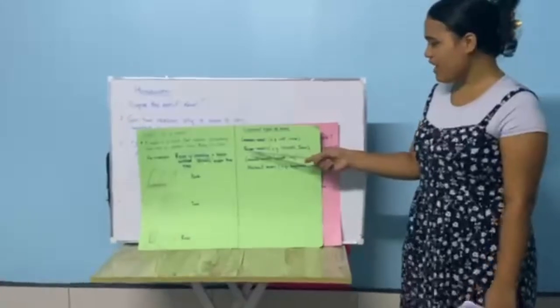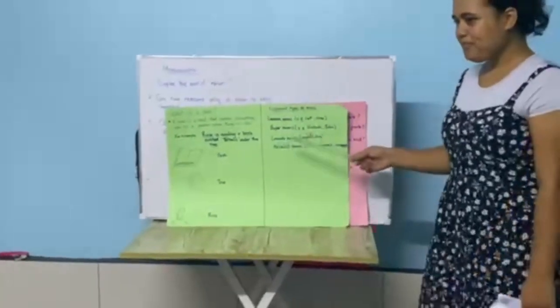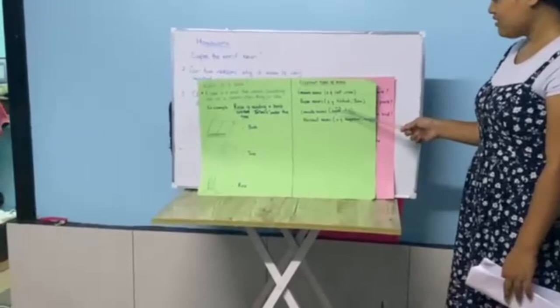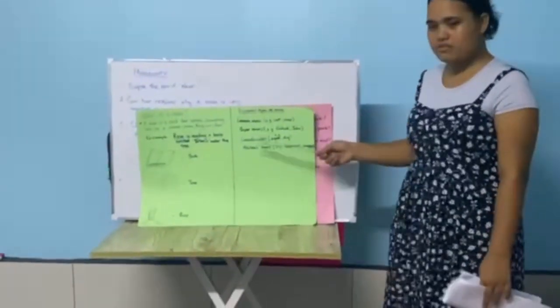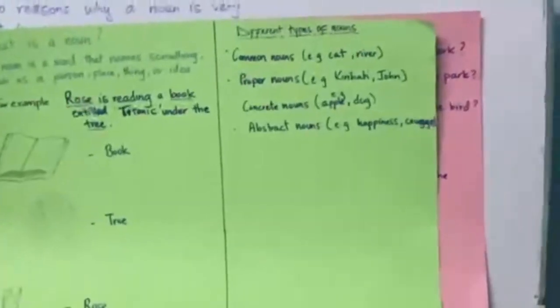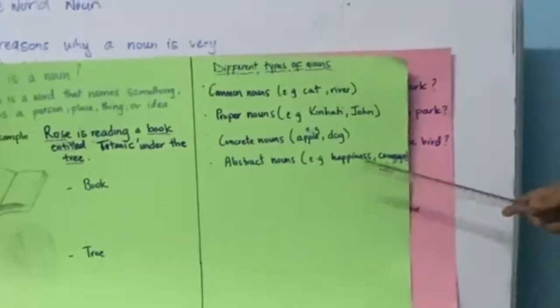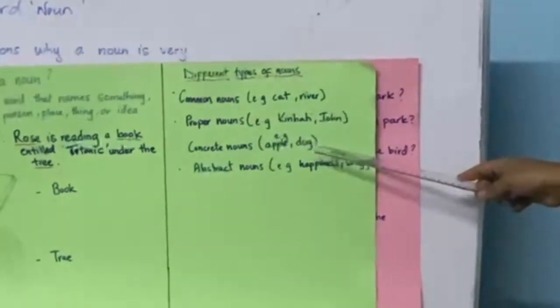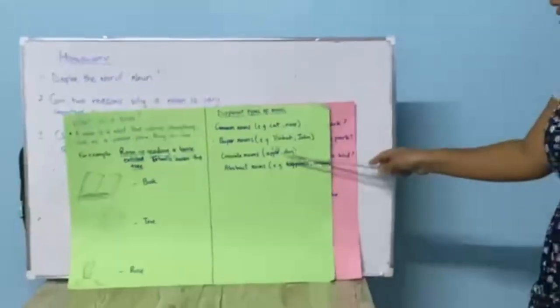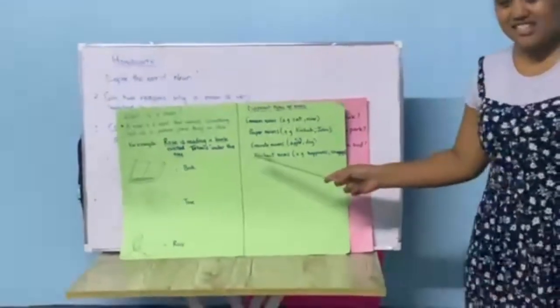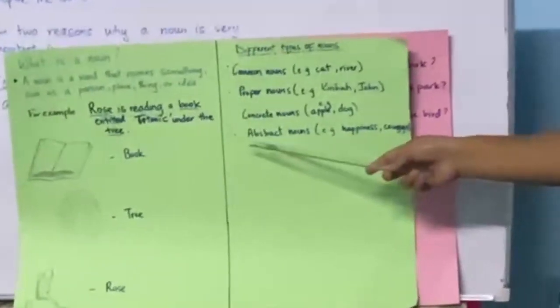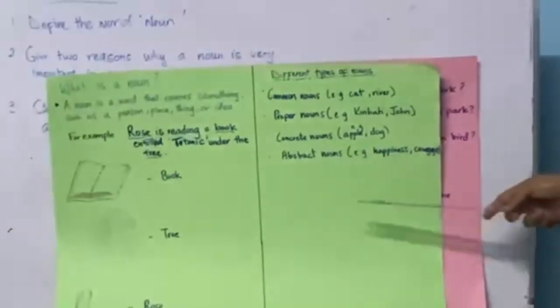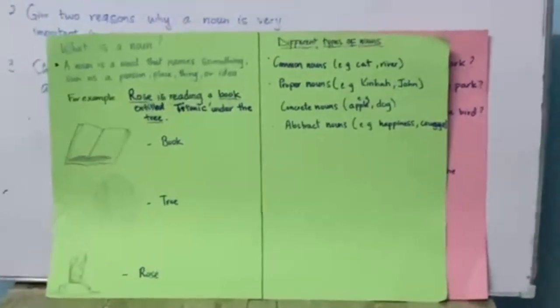Let's do proper nouns. Rakate, for the proper nouns, Angelina. Okay, thank you. Correct. Then one concrete noun. Angelina. Orange. Thank you. And the last one, Ataris, the example for abstract noun. Sadness. Thank you, Ho. Correct.